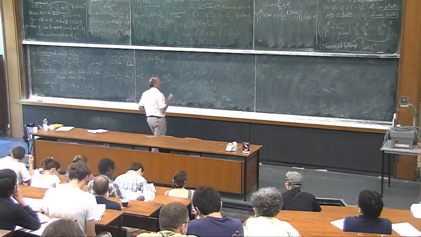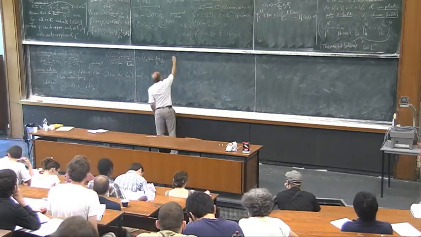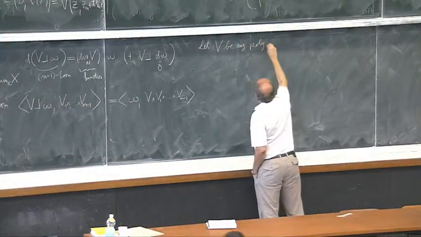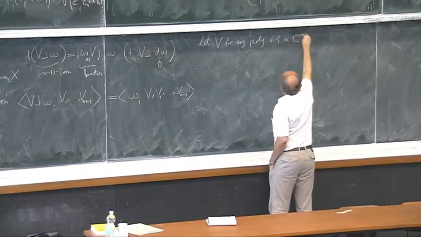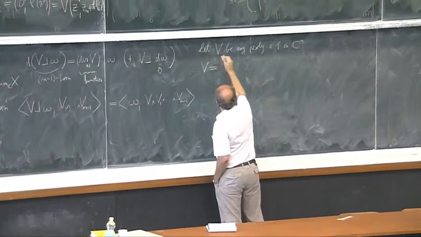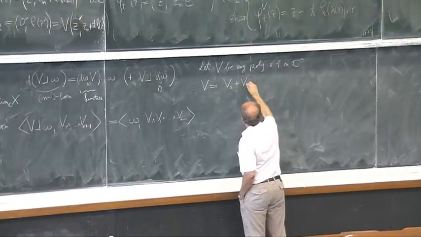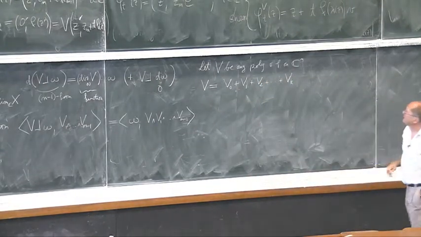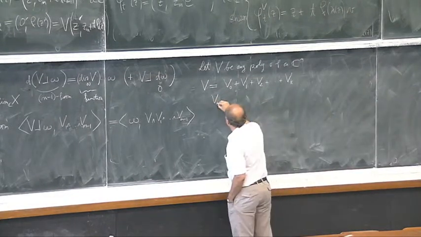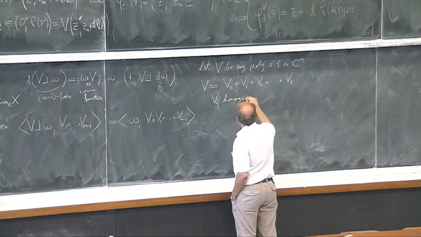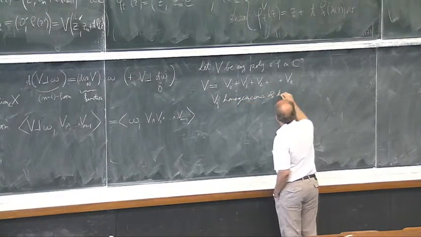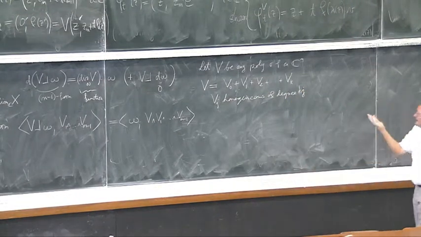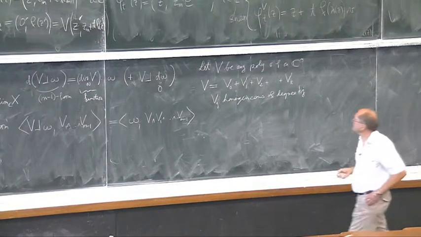OK, now we can go to the proof of the lemma. So to prove the lemma, let v be any polynomial vector field on Cn. And now I can decompose it according to homogeneous terms. I can write it like this, where Vj is homogeneous of degree j. So this is just writing a polynomial in terms of homogeneous expansion, nothing else.